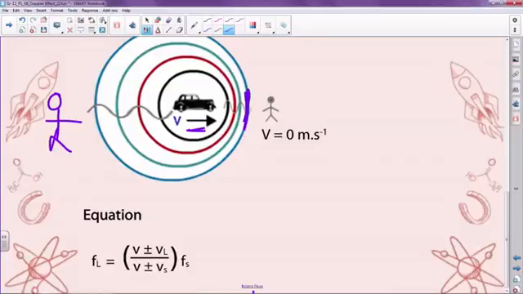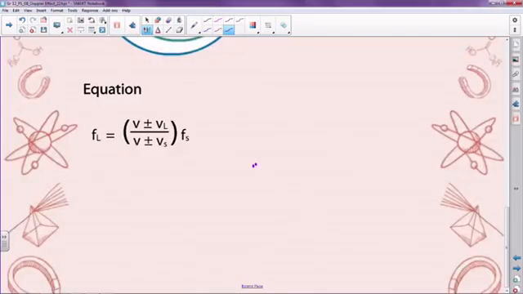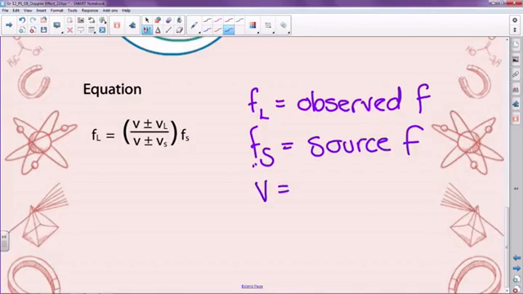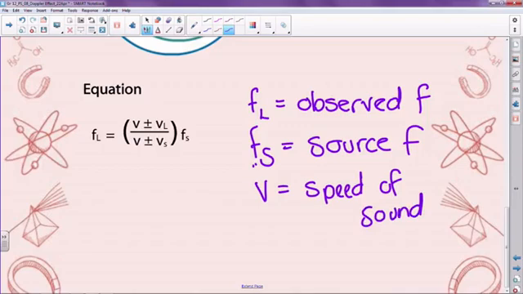So, this is the equation. And I know you've seen the equation, and it's very, very important. That's how the equation is given to you on your information sheet. Now, fL is the observed frequency, okay. fS is the source frequency, okay. v is the speed of sound. Now, if we're doing light or radar, then it's the electromagnetic speed, which is 3 times 10 to the 8.